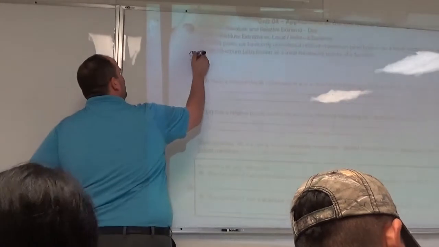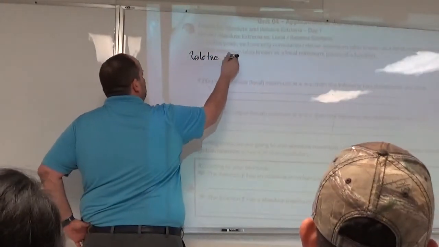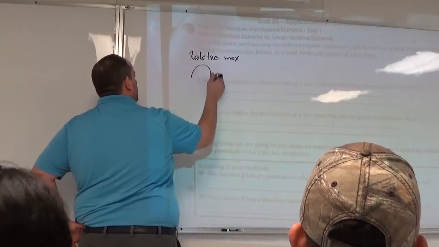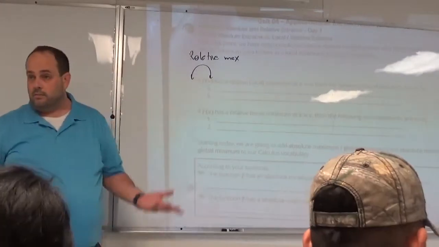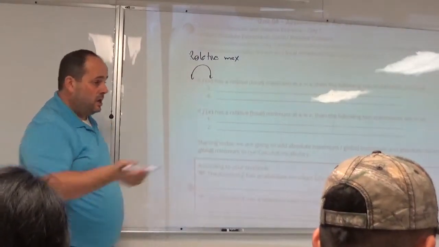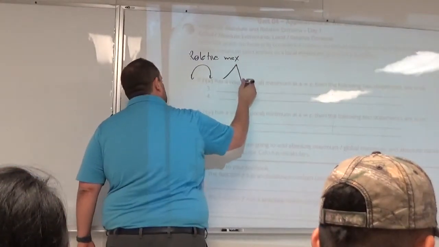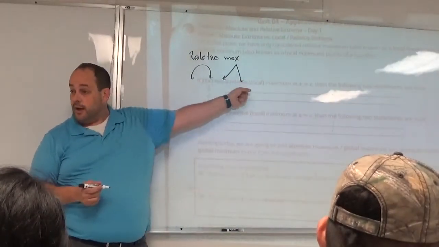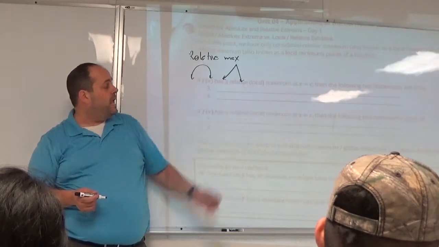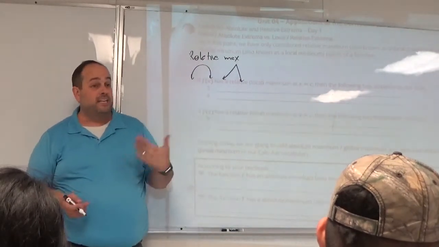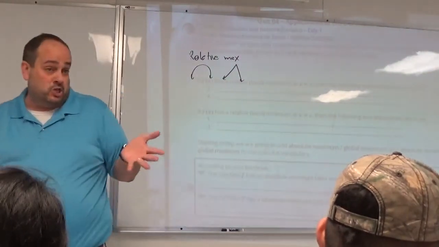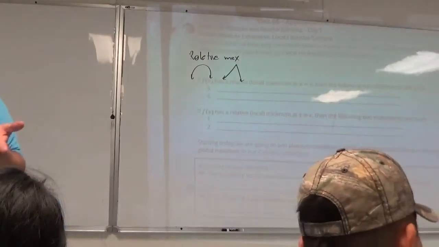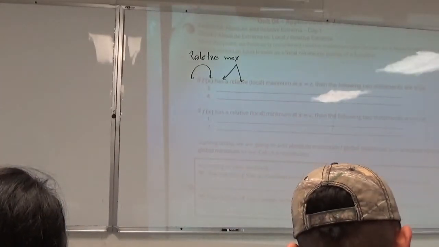I said relative max, and just about everybody drew this. This is what a relative max means to us. When I say relative max, these are the things I want you to come to mind. Now, how do I show that a function has a relative max? We've been here before. What would you do?